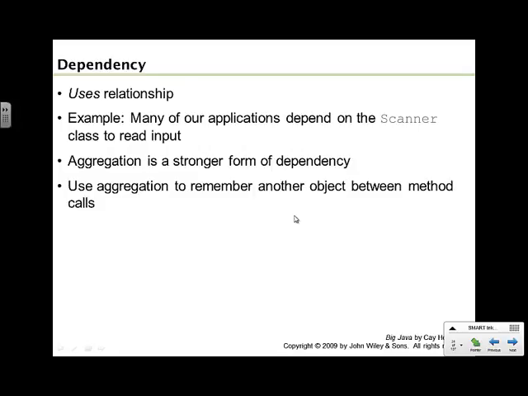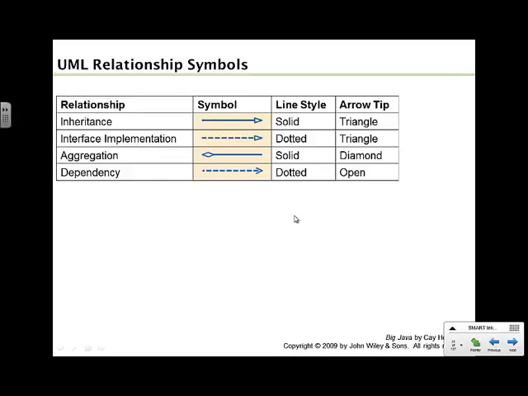Use aggregation to remember another object between method calls. So page 541 in your book, these are the symbols and what they mean. Inheritance is a solid line with a triangle tip. An interface, and the nice thing is that BlueJ does this for you, the inheritance and implementation ones, is a dotted line that shows using an interface. Aggregation, it doesn't have to go backwards, but it's a diamond tip with a solid line, and dependency would be an open arrow tip and a dotted line.